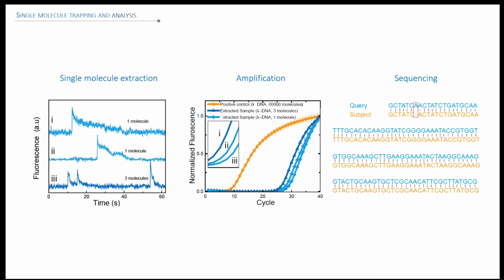By decreasing the DNA concentration down to 100 femtomolar, it was possible to optimize the nanotweezer to selectively trap and extract single molecules for further analysis. Here you can see fluorescent intensity versus time traces recorded for two tips in which a single molecule is trapped and another tip in which 3 molecules are subsequently trapped. The corresponding qPCR amplification curve showed 100% amplification of the trapped molecules.